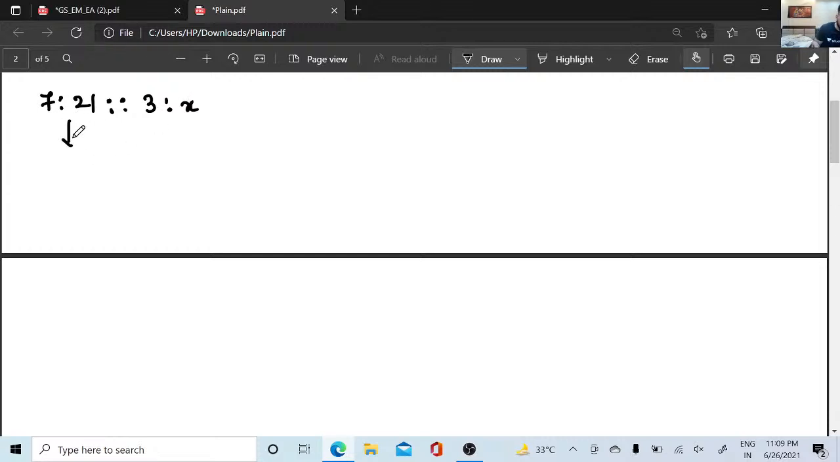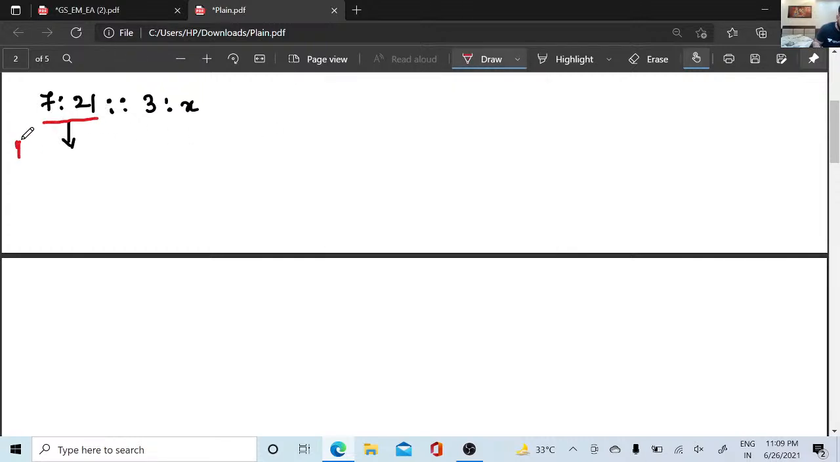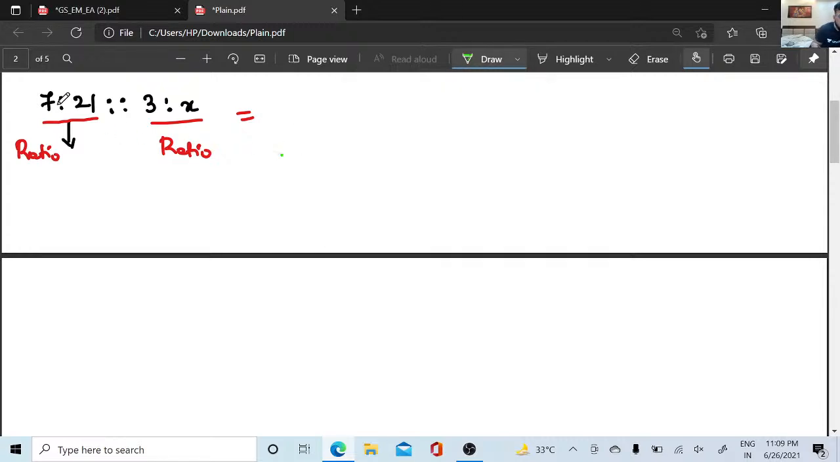This is 7 is to 21, the ratio of two quantities. This is the ratio of the other two quantities. The ratio of two quantities is equal to the ratio of the other two quantities. So how shall I solve this question? 7 is to 21 means 7 divided by 21 is equal to 3 divided by x. Can you find out the value of x here?